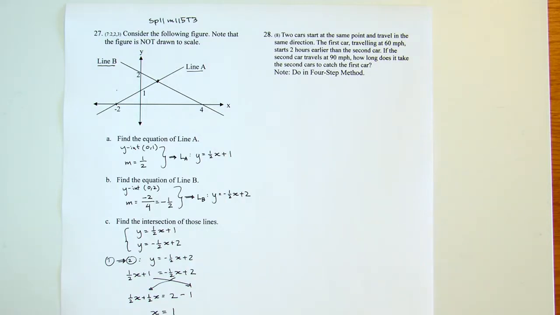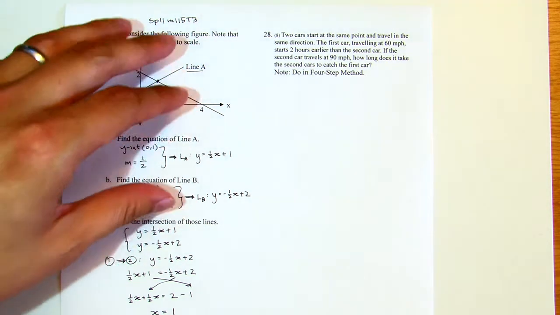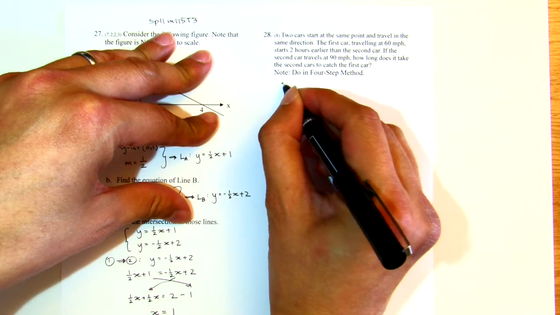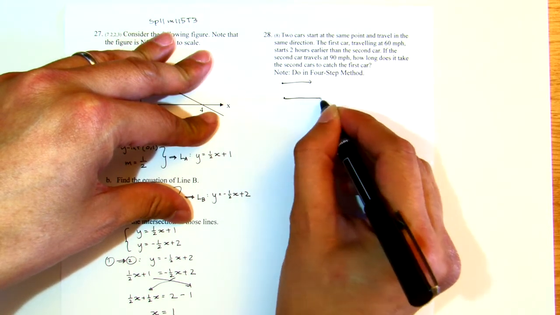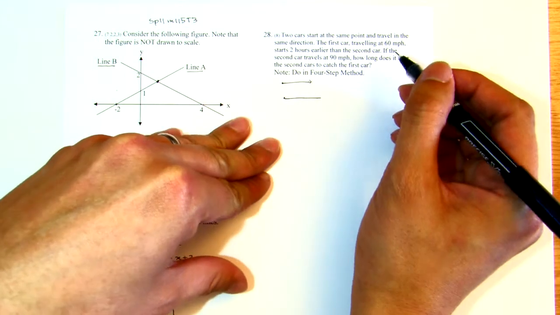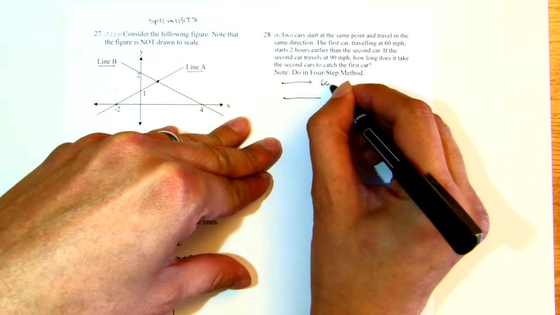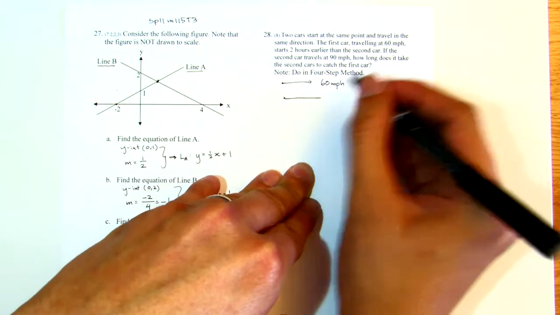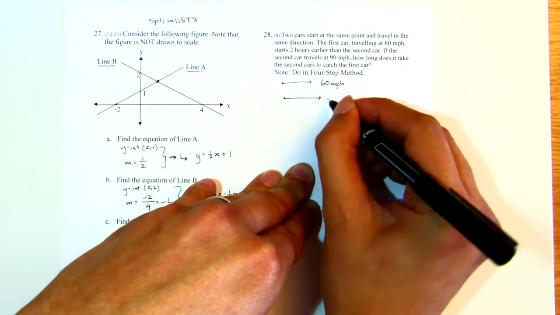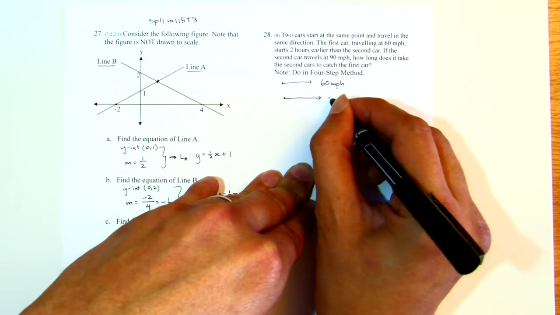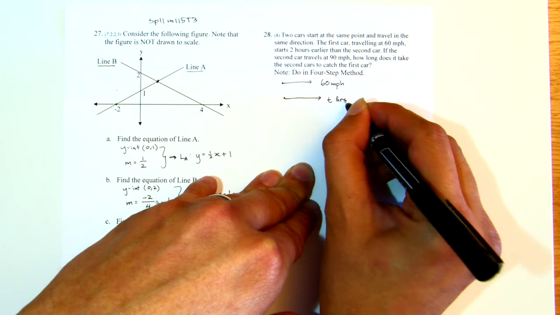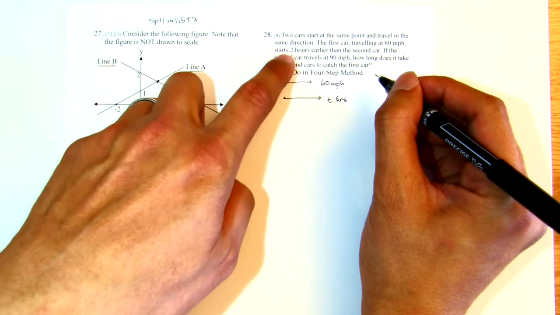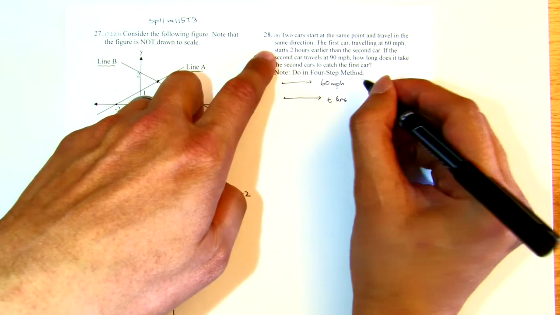Now let's try working on the second question. Two cars start at the same point and travel in the same direction. So let's say this is the first car and that's the second car. The first car traveling at 60 miles per hour, 2 hours earlier than the second car. So suppose the second car travels for t hours, then the first car will be 2 hours more because the first car starts 2 hours earlier than the second car.